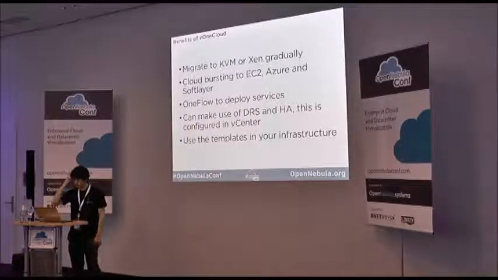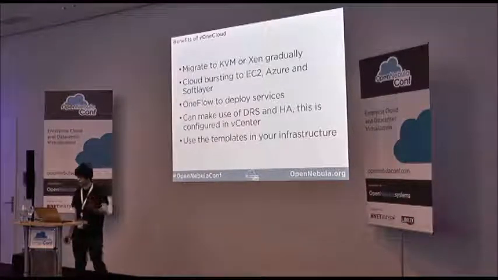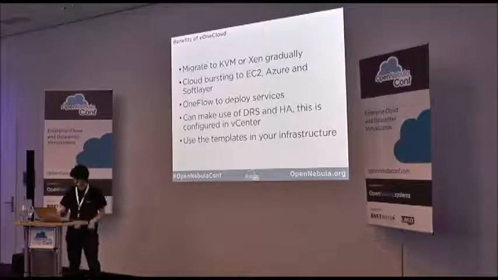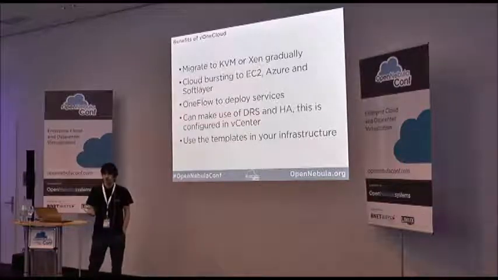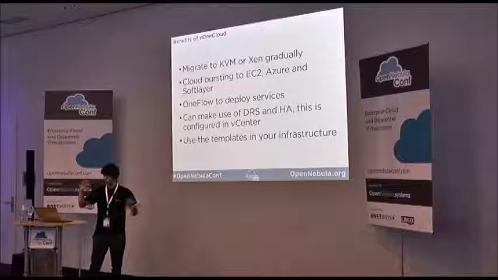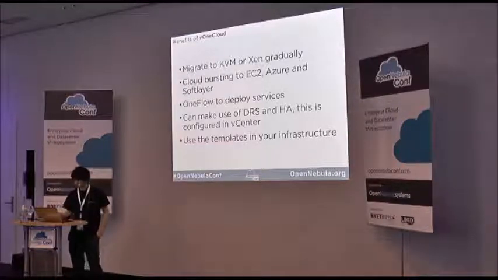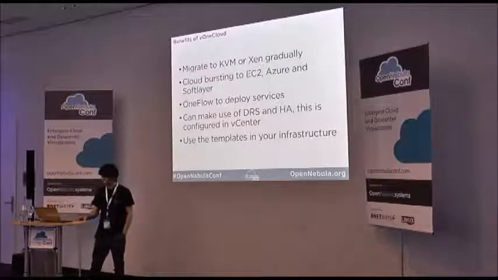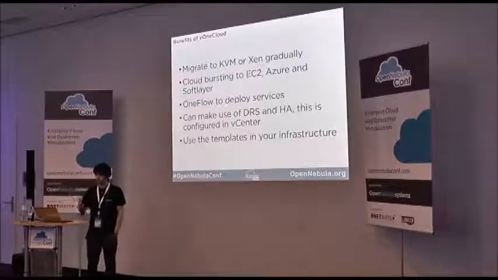You can also use some other nice features of OpenNebula like cloud bursting. You're still using your infrastructure, and maybe you can send machines to EC2, Azure, or SoftLayer. You can use OneFlow. That's something that with vCenter you cannot do. You can create your services and start the service as a whole. But you can also use the nice features from VMware, like DRS and high availability. And this doesn't collide with OpenNebula features, so everything will work the same.